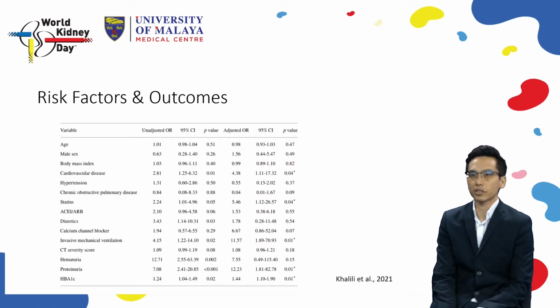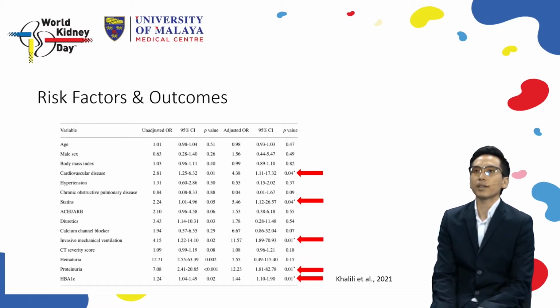As for this study, which was done in Iran, the risk factors for AKI were, not surprisingly, those with comorbidities such as cardiovascular disease, dyslipidemia, poorly controlled diabetes, chronic kidney disease with proteinuria, and those with severe COVID-19. So by now, I think you have noticed the similarities across these multiple studies, and we can conclude that the risk factors for acute kidney injury would be those with multiple comorbidities, especially kidney disease, and those with severe COVID-19.